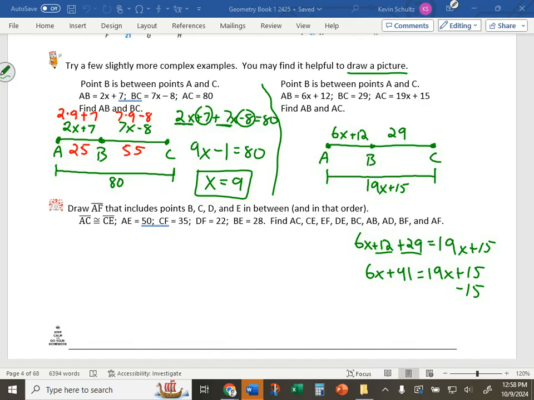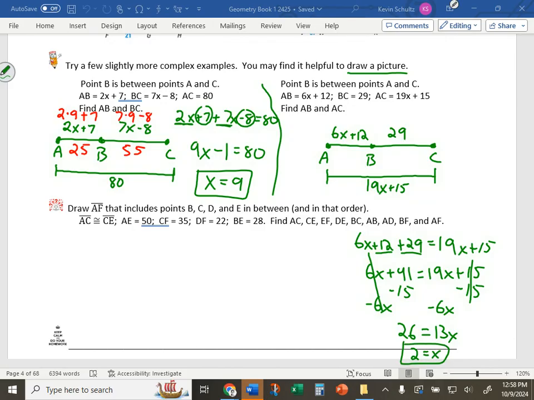Subtract 15 from both sides. Subtract 6x from both sides to cancel this out over here. There are variables on both sides of the situation, so we use opposite operations. Subtract 15 from both sides to move that to the left. That gives us 26. Subtract 6x from both sides to move that to the other side. That gives us 13x. And from there, you're dividing 26 by 13 to get 2. Just with an extra step.